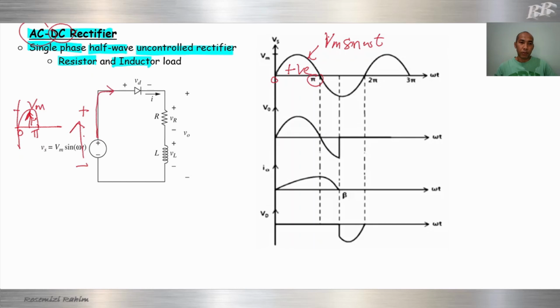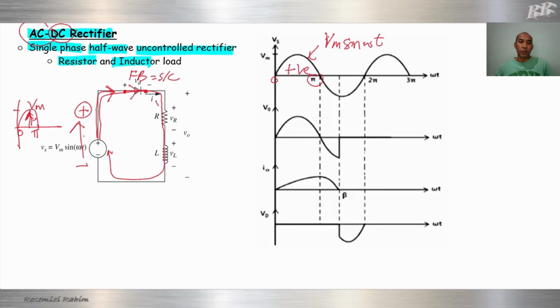The current will flow from this terminal, and then look at our diode. The arrow of the diode is the same as the direction of current flow, which means this diode will be forward biased. For forward bias, the diode acts as a short circuit, which allows current to flow from the positive terminal, pass the diode, go through the resistor and the inductor, and go back to the source.